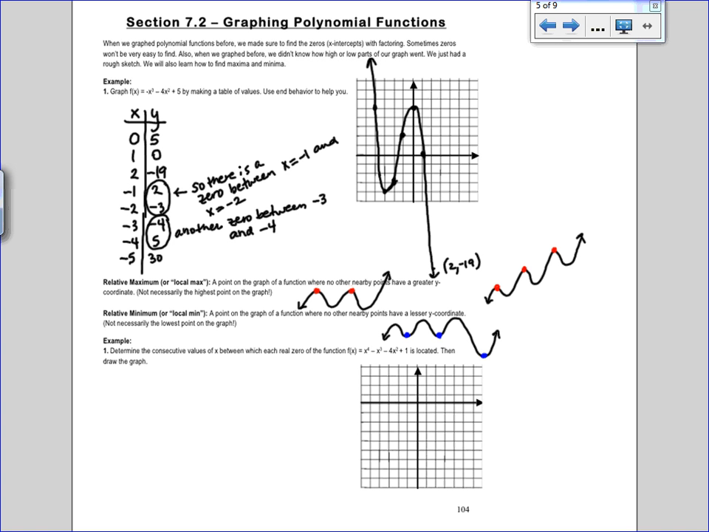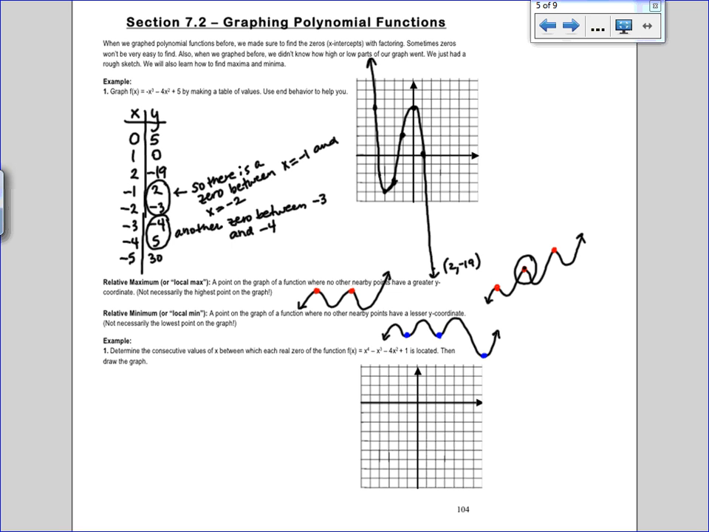I always like to think that if I zoomed in on one point, that point is kind of like a person standing on top of a hill. That person is higher than every person around them, so they're on the highest point possible in that zoomed-in view. All right, so number 1. It says determine the consecutive values of x between which each real zero of the function x to the 4th minus x cubed minus 4x squared plus 1 is located, and draw the graph.